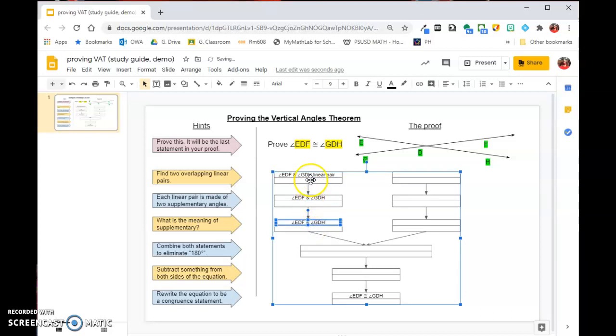How do I know that that is a linear pair? It was given to me in the diagram. I can reuse the word diagram over here when I talk about my other linear pair. Okay, my first linear pair was this pair of angles. My next linear pair will be this pair of angles. So GDH and FDH are a linear pair. Let's go reuse some of my work from over here.